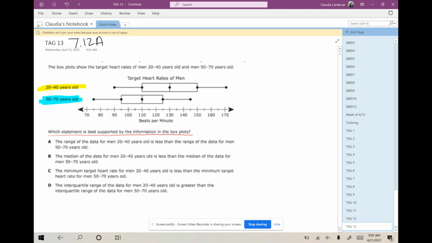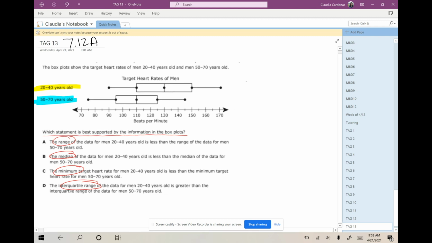So for A, it's talking about the range. B is talking about the median. C is talking about the minimum target rate. And D is talking about the interquartile range. And so because they typically ask so much information within the answer choices, students get overwhelmed and they just kind of pick whichever one seems best. But we have a strategy that we use for dot plots. That is our H chart, so that we can easily compare them at the same time.